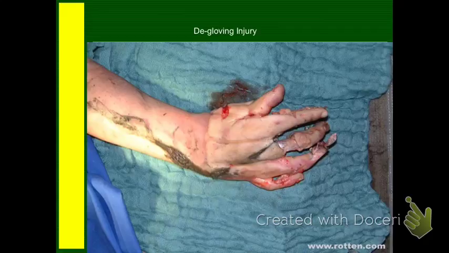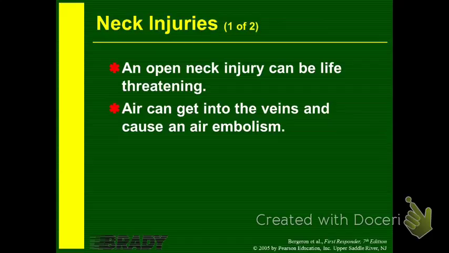Neck injuries can be quite serious because of what's in the neck. The carotid arteries. What's in the middle? The trachea. You lacerate the trachea, where does the air go? Yeah, you can't breathe anymore. You've lost your ability to breathe. Plus, you can get very large air embolisms, because that air is going to go to where?